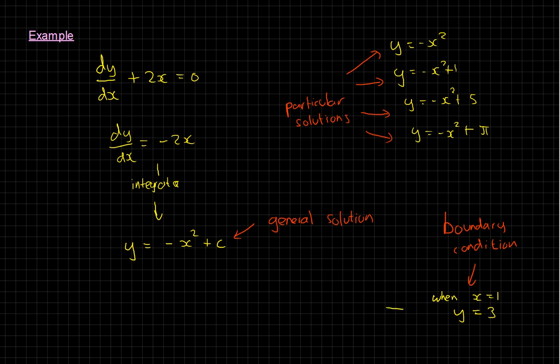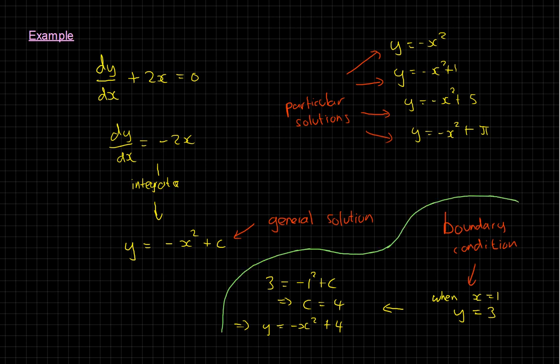So in that case, if we substitute that in, we'd have 3 equals minus 1 squared plus c, which implies that c must be equal to 4. Okay, so that implies that y equals minus x squared plus 4. Okay, so that's just its own little thing going on there. If you were given a boundary condition, we can then reduce the general solution to a particular solution, which is what we have here.